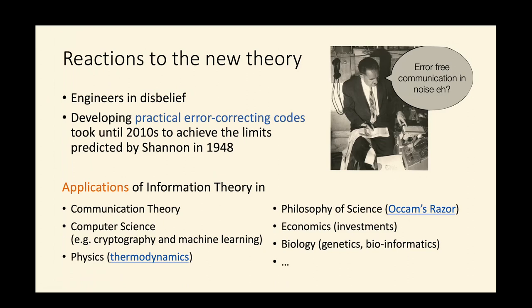So practical error correcting codes have only come around in the 2010s, achieving the limits that Shannon already predicted in 1948. Nowadays, applications of information theory are everywhere. In particular, for instance, in the research that I do on quantum computing and quantum cryptography, we use entropy and information theory as tools. In machine learning, in physics, there's thermodynamics, in philosophy of science, economics, biology, communication theory, you name it. There's a lot of information theory out there and used everywhere.